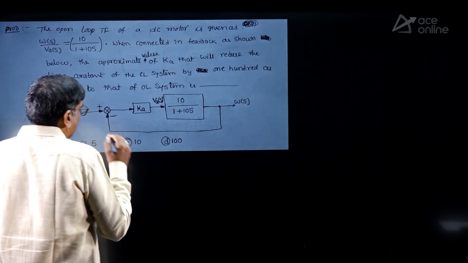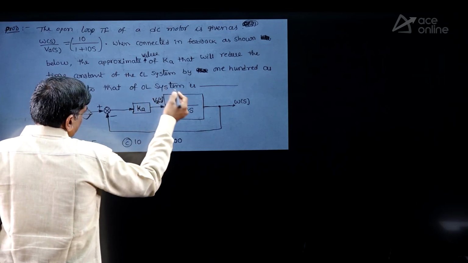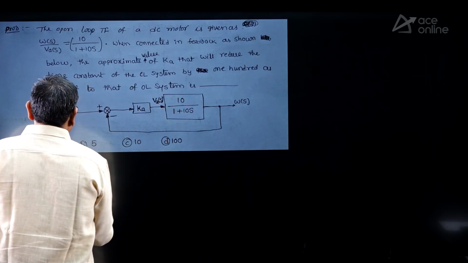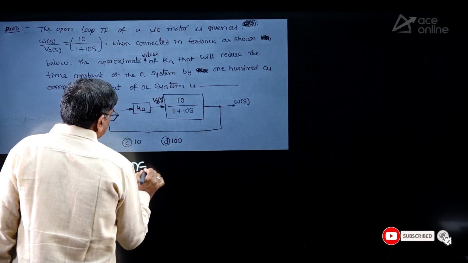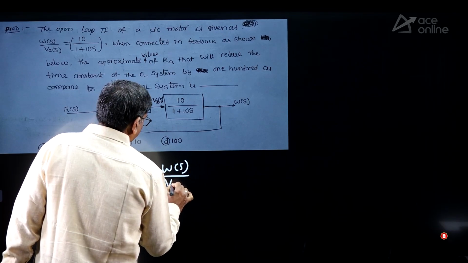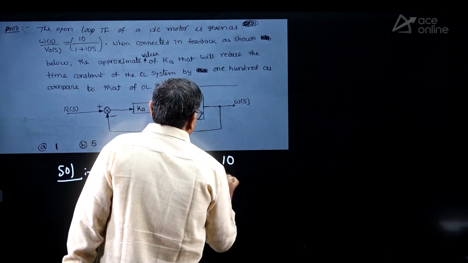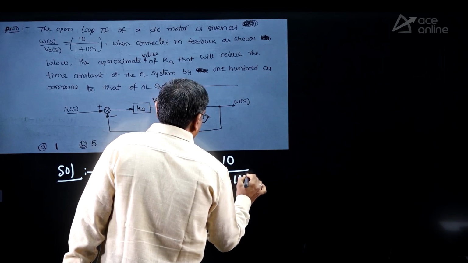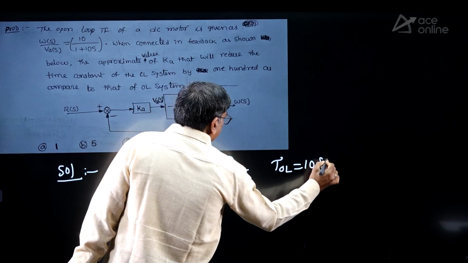First, the open loop system time constant. Given the open loop transfer function, W(s) by Va(s) is 10 by 1 plus 10s. That means the time constant of the open loop is 10 seconds.